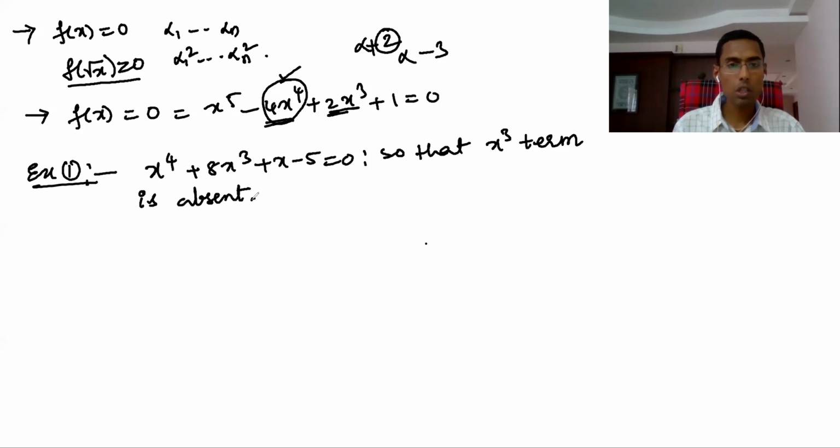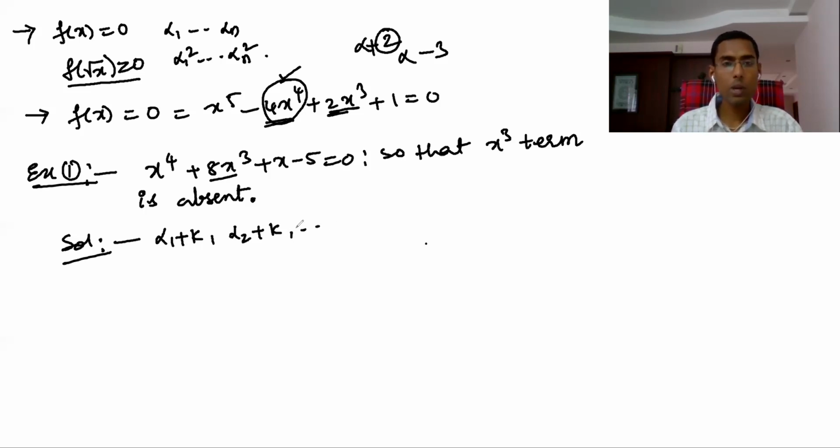Transform means what? Let's say each root is increased by some k. If each root is increased by k, then this term you have to remove. There are 4 roots: alpha 1 plus k, alpha 2 plus k, alpha 3 plus k, and so on. So each root is increased by k.